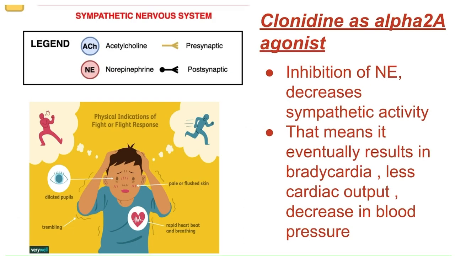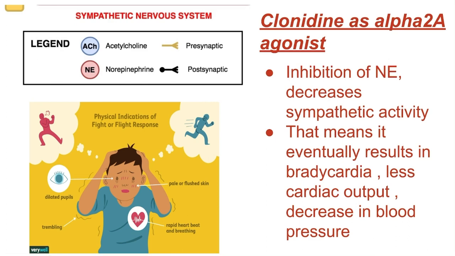So normally what happens in the sympathetic activity? In case of fight or flight response, the heart rate increases, breathing increases, the skin is pale, pupils are dilated, trembling occurs. So this is a picture where you can see what exactly happens in the sympathetic activity. So clonidine acts as an alpha 2A agonist, which decreases the sympathetic activity by autoinhibition of norepinephrine.